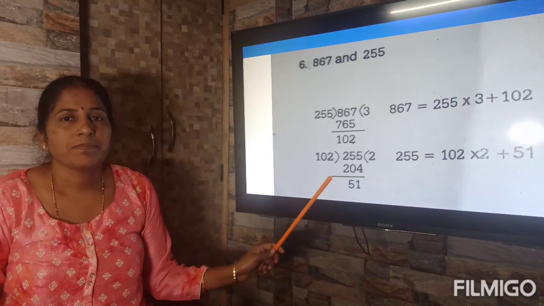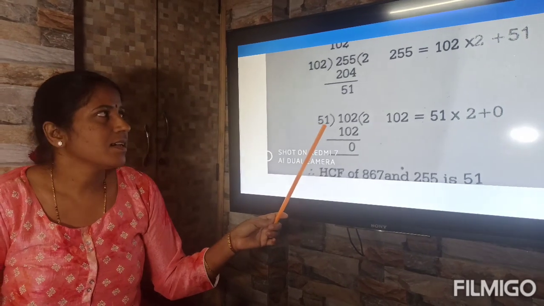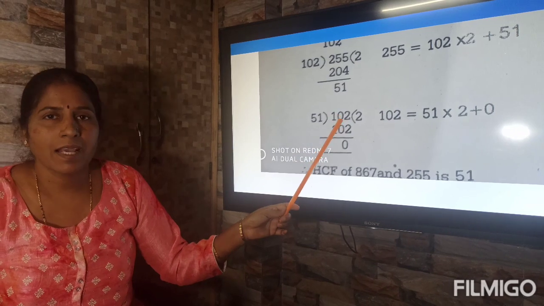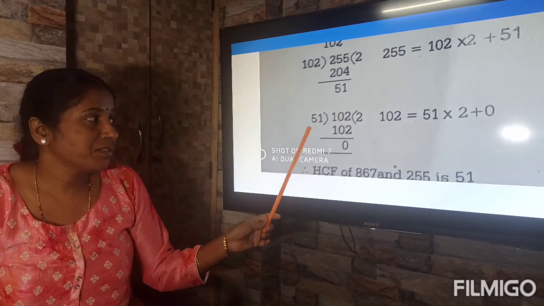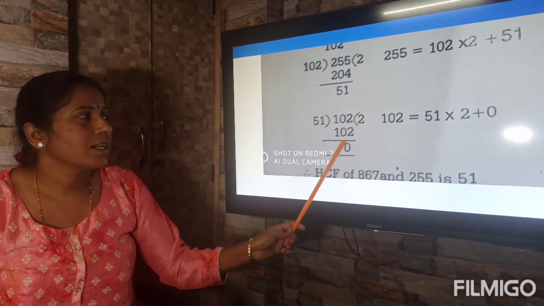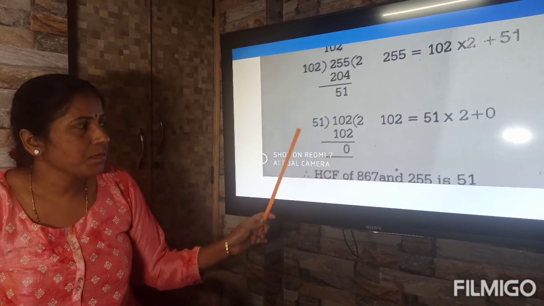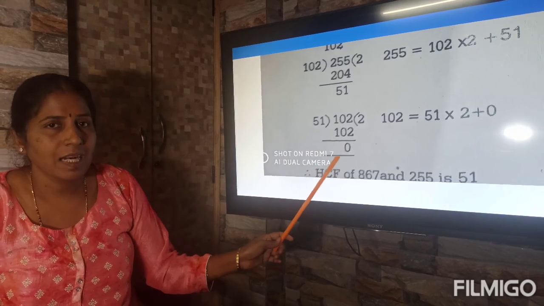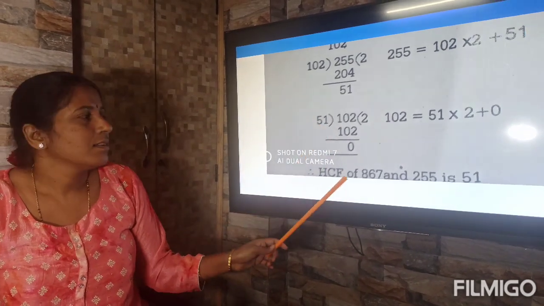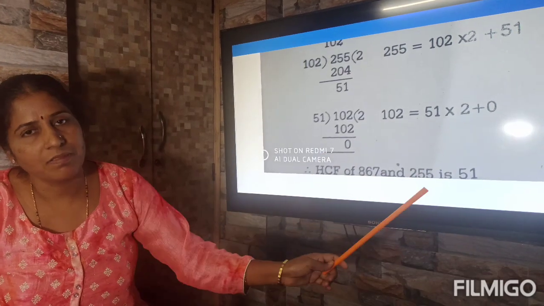Okay. Next step, this remainder 51 I have to take as a divisor, and this divisor 102 I have to take as a dividend. 51 2s are 102. 2 1s are 2, 2 5s are 10. Subtract, we will get 0. In which step we get 0 remainder, in that step, what is the divisor? That becomes the HCF of the given two numbers.